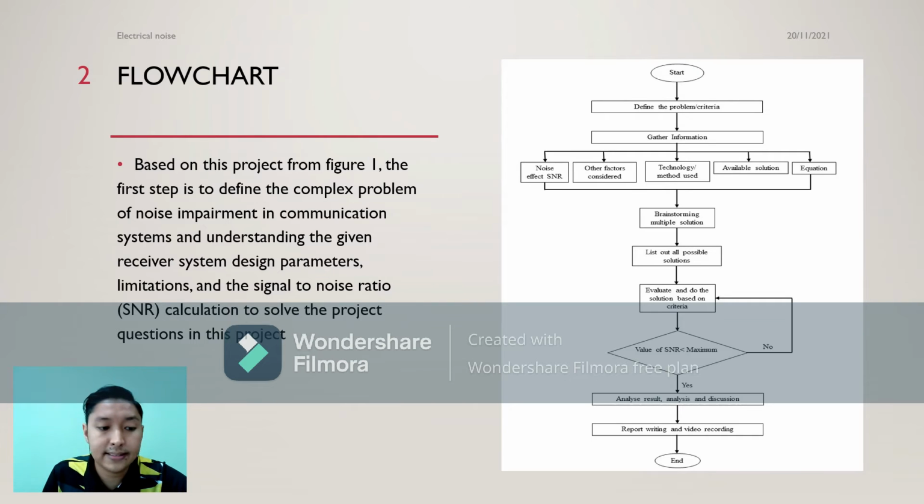So it will meet the desired criteria in signal and noise level analysis. To get the best results, we will check the value of SNR to proceed to the next step. If the value of SNR is more than the maximum target, the previous step will be repeated with different variables. If the value of SNR is less than the maximum value, the analysis results and discussion step will proceed.